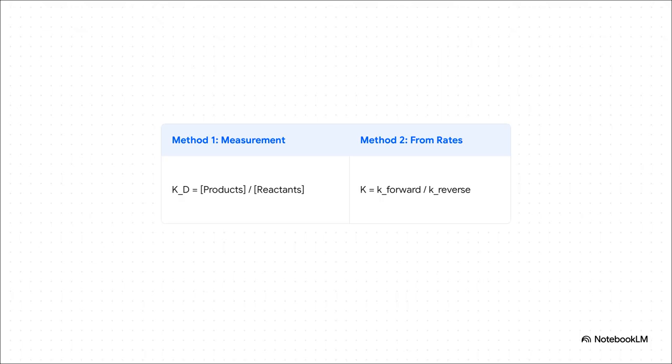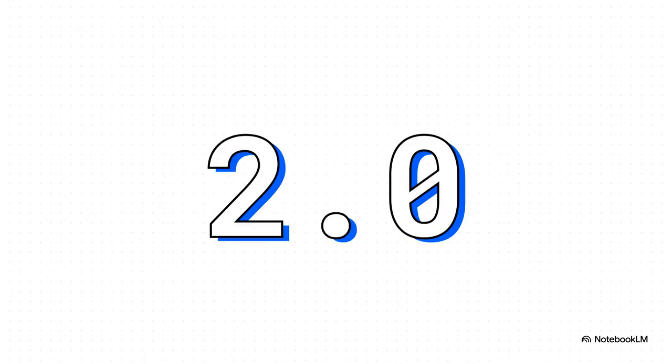So, should these two completely different paths lead to the same answer? Incredibly, they do. They match almost perfectly. This is the ultimate proof that our model works. It doesn't matter if we physically measure the final piles of dice or if we calculate it based on the reaction speeds, we end up at the same exact equilibrium constant. The game worked. The random rolls of the dice successfully predicted a fundamental law of chemistry.